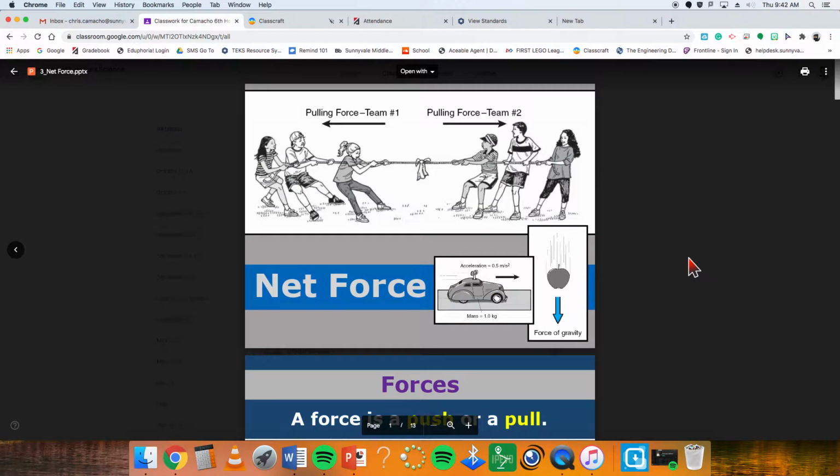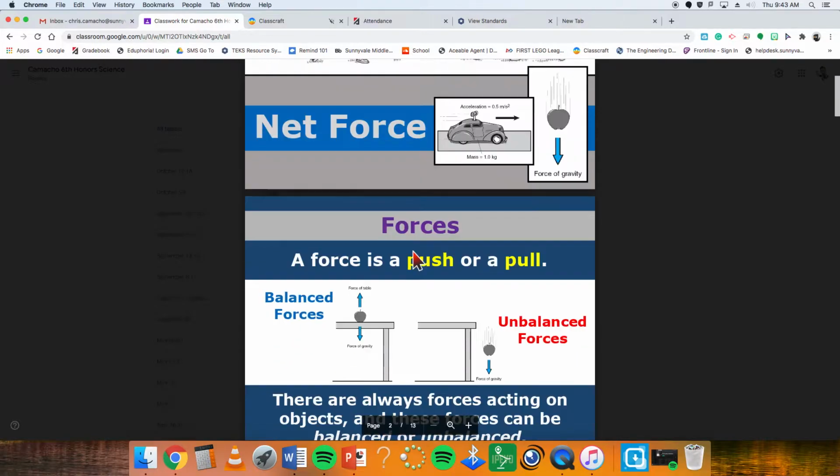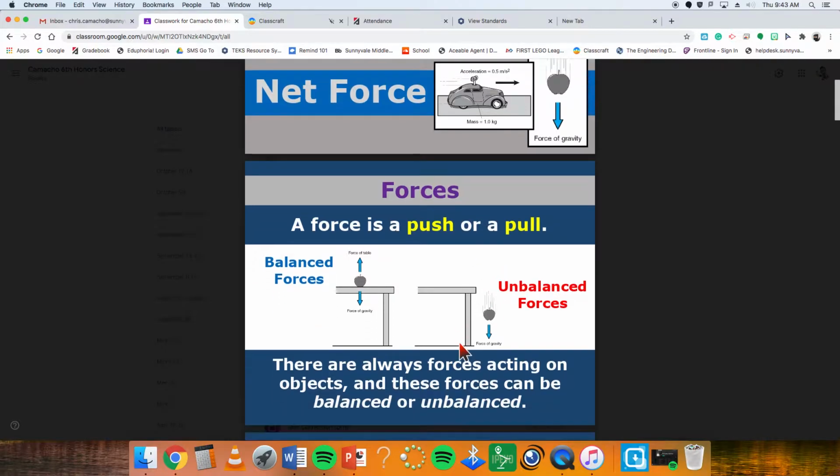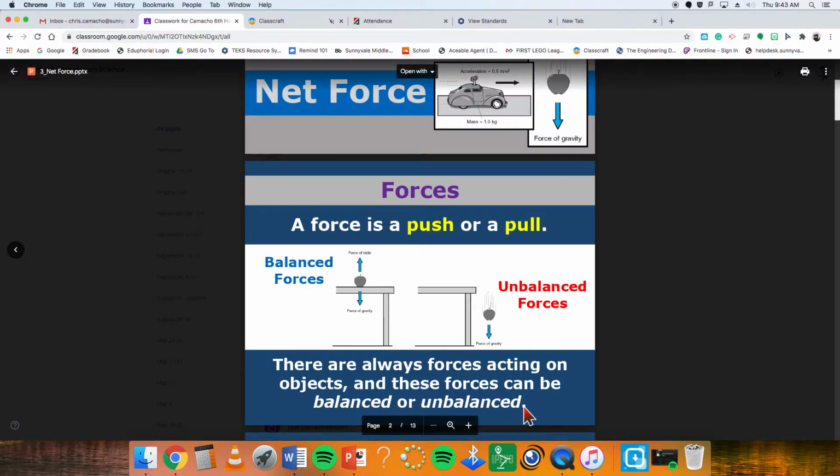So here we have team one and team two, and you're looking at balanced force right there. The rope is not moving to one side or the other. There is no net force. So there is a balanced force. So let's first define force as a push or pull. That's what a force is. There's always forces acting on objects, and these forces can be both balanced or unbalanced.